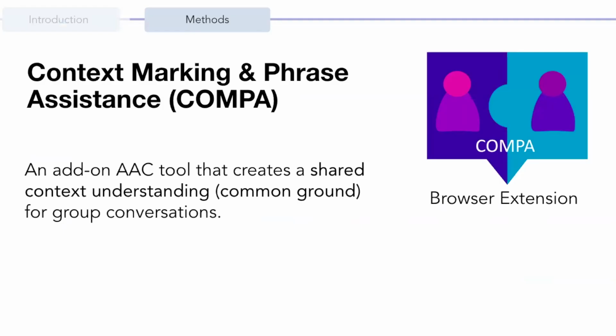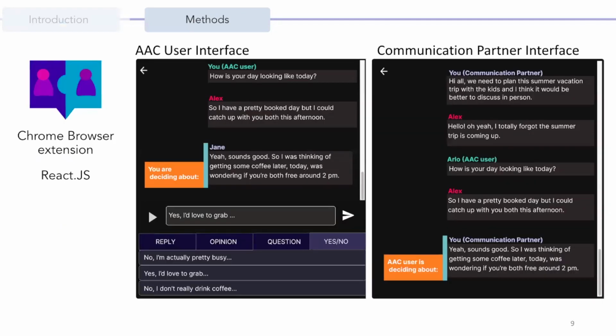With these findings, we introduced COMPA, which uses context marking and phrase assistance in an add-on AAC tool that creates a common ground for group conversations. COMPA is a browser extension that can be linked to virtual meetings, and we use Google Meets for testing our extension. So COMPA consists of an AAC user interface on the left and a communication partner interface on the right.